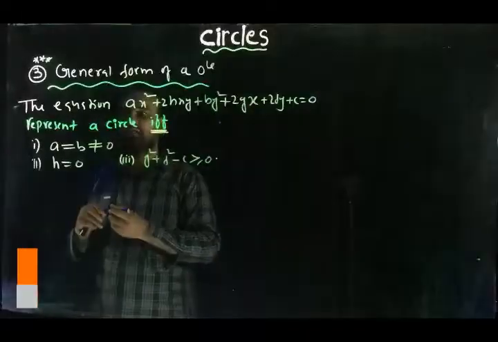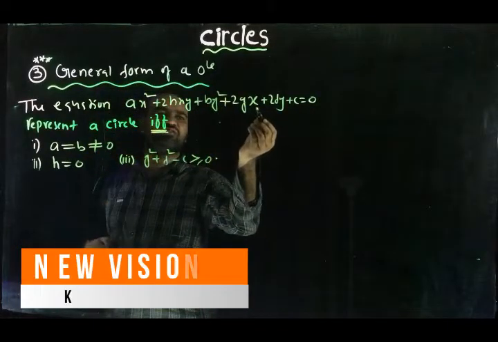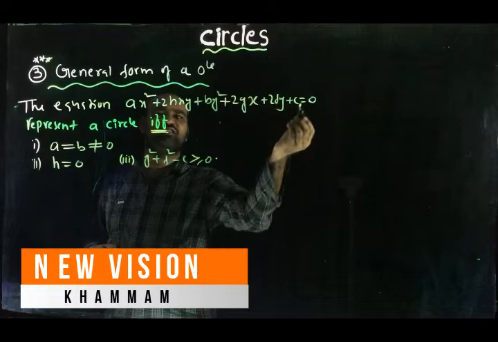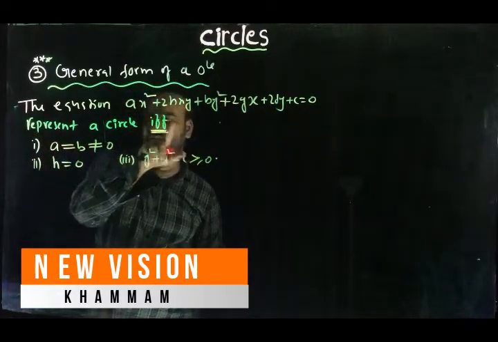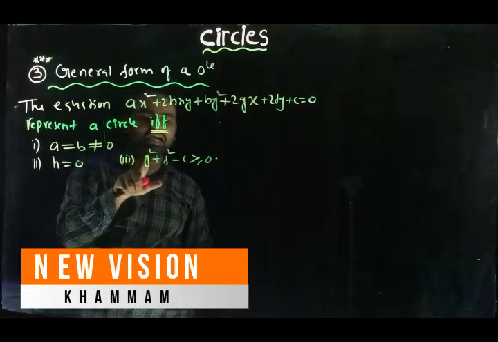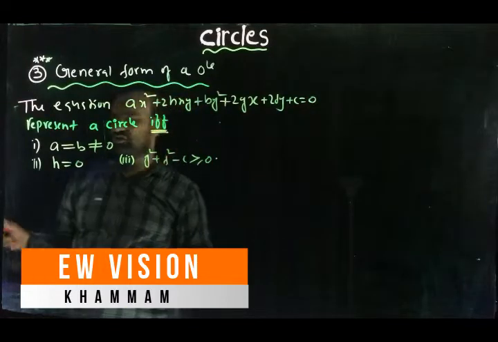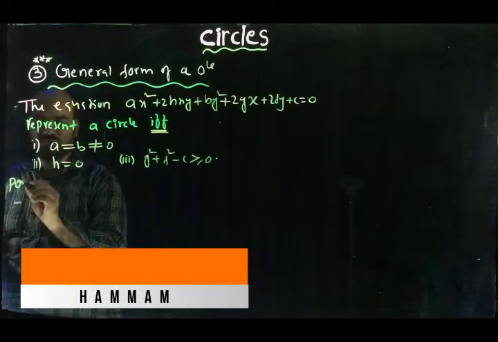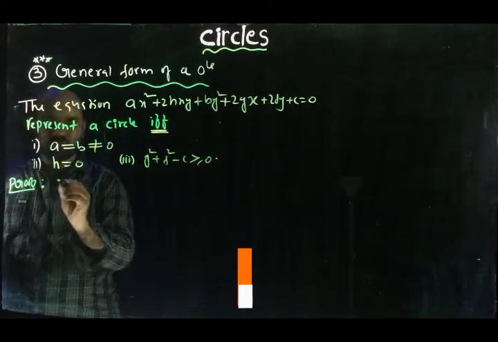Students, the equation ax square plus 2hxy plus by square plus 2gx plus 2fy plus c equal to 0 represents a circle if and only if a equal to b not equal to 0, h equal to 0, and g square plus f square minus c greater than or equal to 0. Proof. We can prove this theorem in two parts. Part 1.